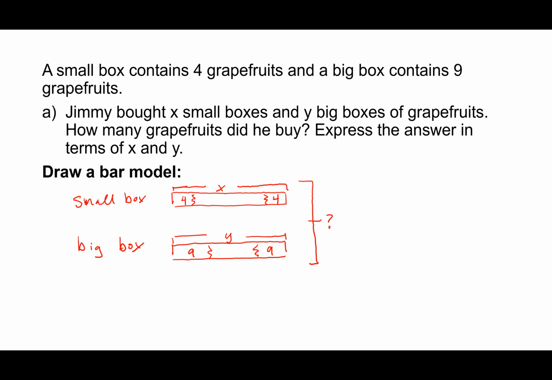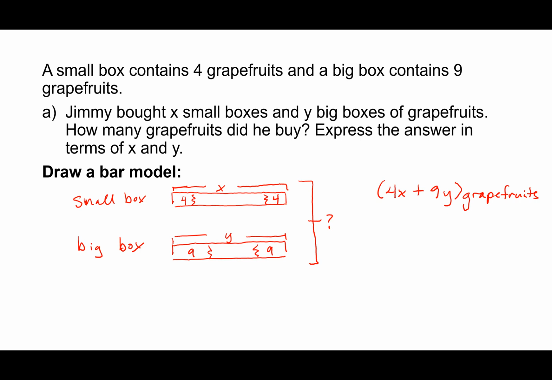All right. So we want to write an algebraic expression for the number of small boxes and big boxes total. Can anybody help me out with that? Got 2 variables here, but we've got the number of grapefruits in each type of box as our coefficient. McKinley, can you help me with that? It would be 4x plus 9y. And what's my unit? Grapefruits, exactly. Good. Good job, McKinley. So 4x plus 9y grapefruits.